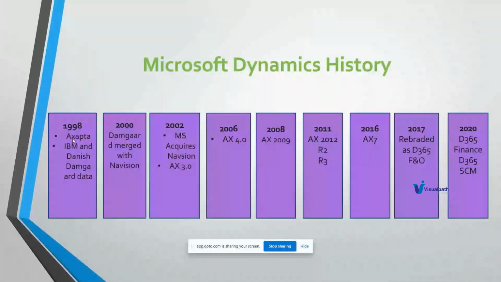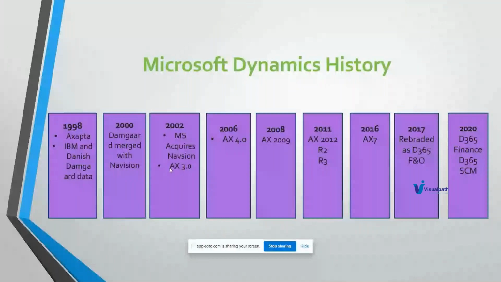After that, IBM left this product, so they gave all the rights to the Damgard company. Damgard company was merged with Navision company in the year 2000. These all are companies. Damgard company was merged with Navision, and Navision was acquired by Microsoft in 2002. So that is where we have a Microsoft Navision product in Microsoft itself. In 2002 onwards, Microsoft acquired the product and they named it Axapta 3.0. This was the old name.